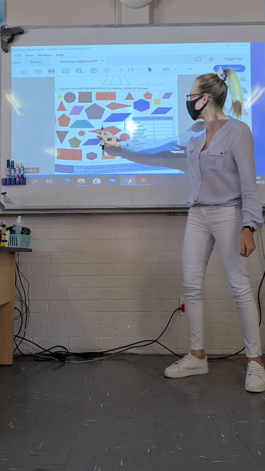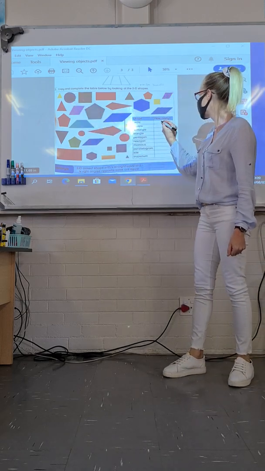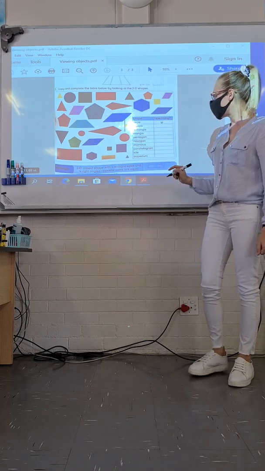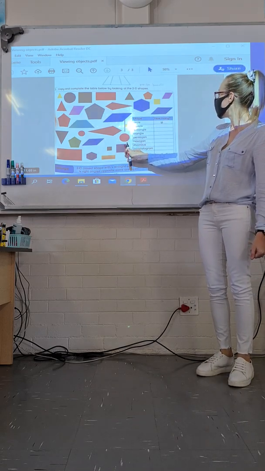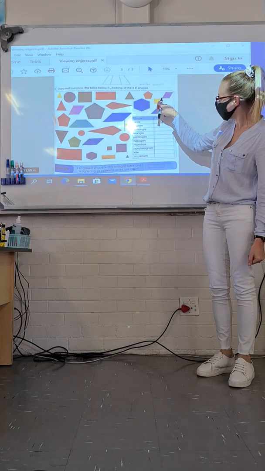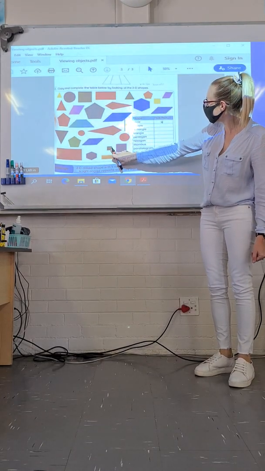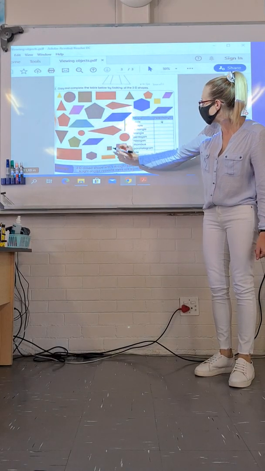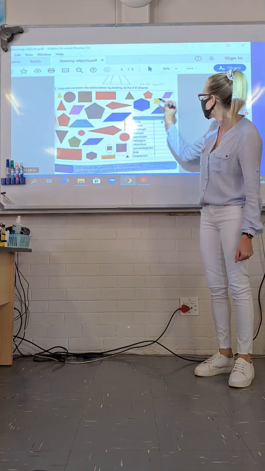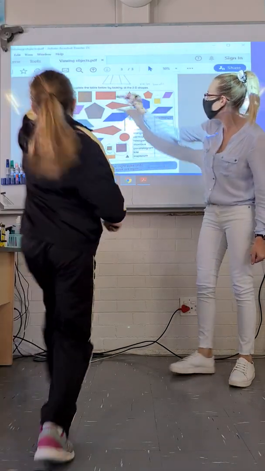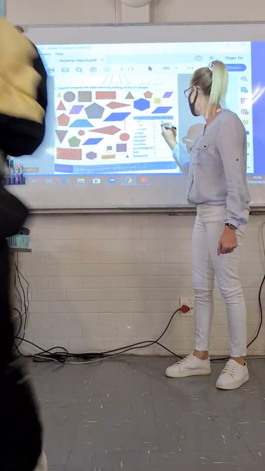Okay, so how many circles did you spot? 4. 1, 2, 3, 4. How many squares do we spot? 4. 1, 2, these are tiny ones. There's 3. Where's the 4th one? Oh, up there. Okay, we've got 4 squares.